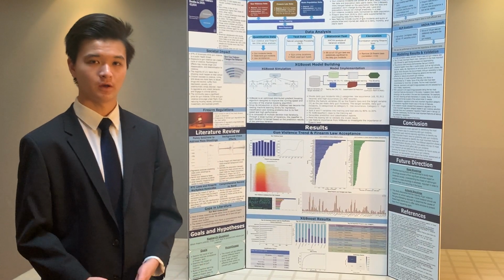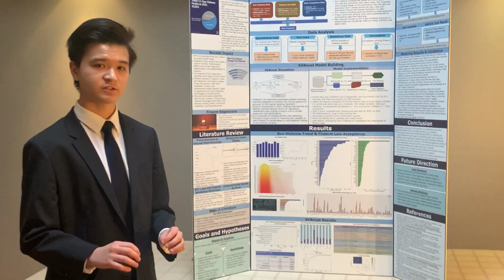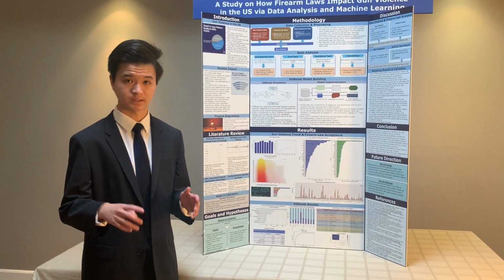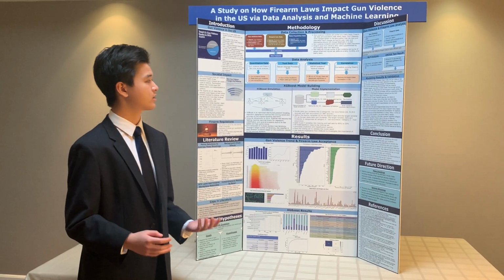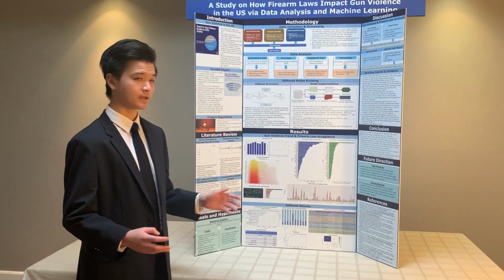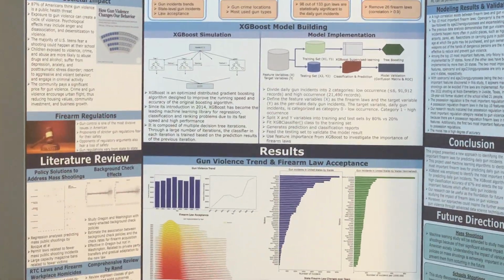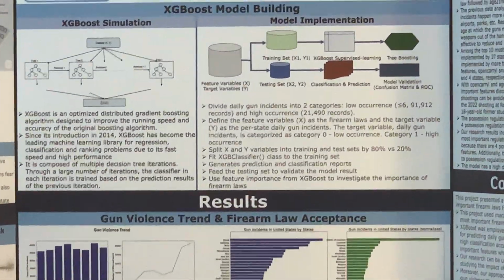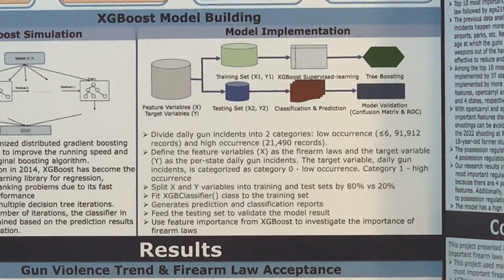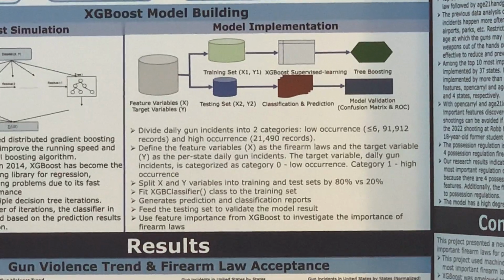So my independent variable was my gun laws, and my dependent variable was count of daily gun incidents by state, and I was able to separate these into two categories: low occurrence, as denoted by 0, which is less than or equal to 6 daily gun incidents by state, and high occurrence, which is greater than 6 incidents, as denoted by 1. Okay, next I split the data into two sets, a training set and a testing set. My training set received 80% of the data, and my testing set received 20%. And then I applied XGBoost supervised learning onto my training set to receive my model. And next, I used my testing set on my developed model to see how accurate it was.